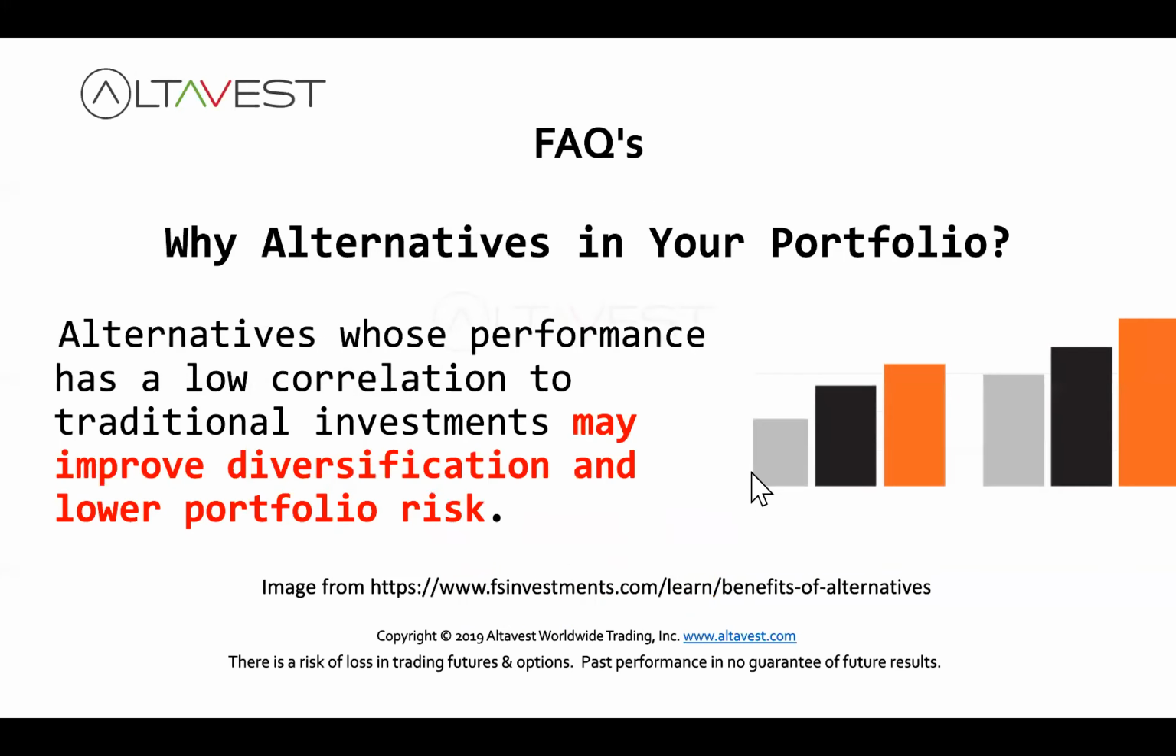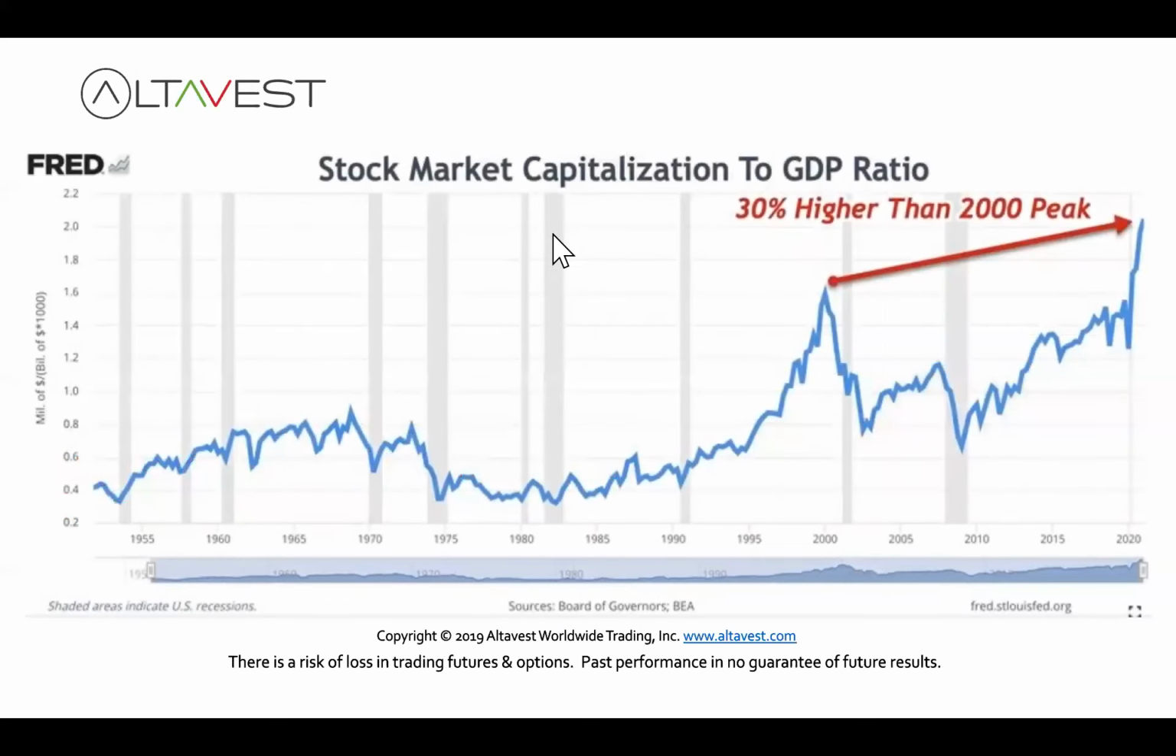And then why alternatives? And I'll open it up to some questions, just one more minute. They may improve diversification and lower portfolio risk. And why would you even care about that? Well, here, stock market cap to GDP is 30% higher than it was at the 2000 peak. That's giving us some perspective, I think, folks. This is basically all, well, not all, but in large part, induced by the Federal Reserve and liquidity. They just have not taken their foot off the gas, but they're starting to at least talk about it. So keep that in mind, folks.